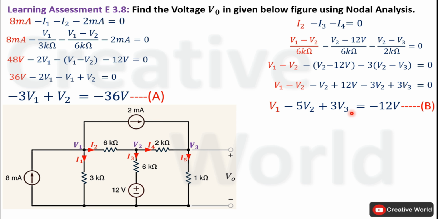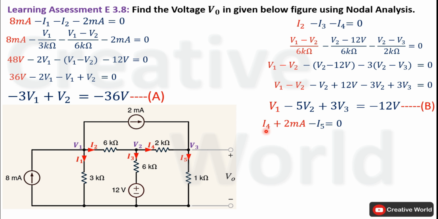And this equation cannot be further solved, so we will label this equation as equation B. It is the second node voltage equation of this network. We will move towards the last non-reference node of the network. On this node, two currents are entering. One is 2 milliampere and the other one is I4. Only one current is leaving. The leaving current is taken with a negative sign.